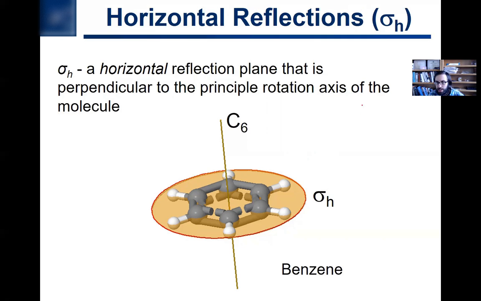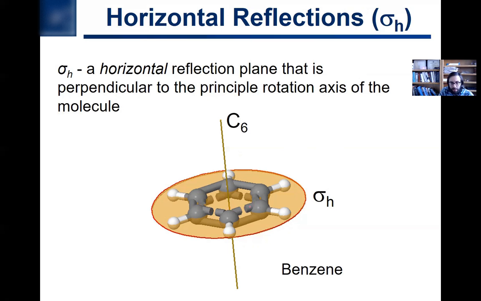Reflections are another type, and there are horizontal reflections. We give all reflections the symbol sigma, the Greek letter sigma. Horizontal reflections get the terminology sigma h. A horizontal reflection is a mirror plane that is perpendicular to the principal rotation axis of the molecule. Benzene has a sigma h. The principal rotation axis is C6. That's the highest order rotation there is. You can do 60-degree rotations. And perpendicular to that, there is a mirror plane.